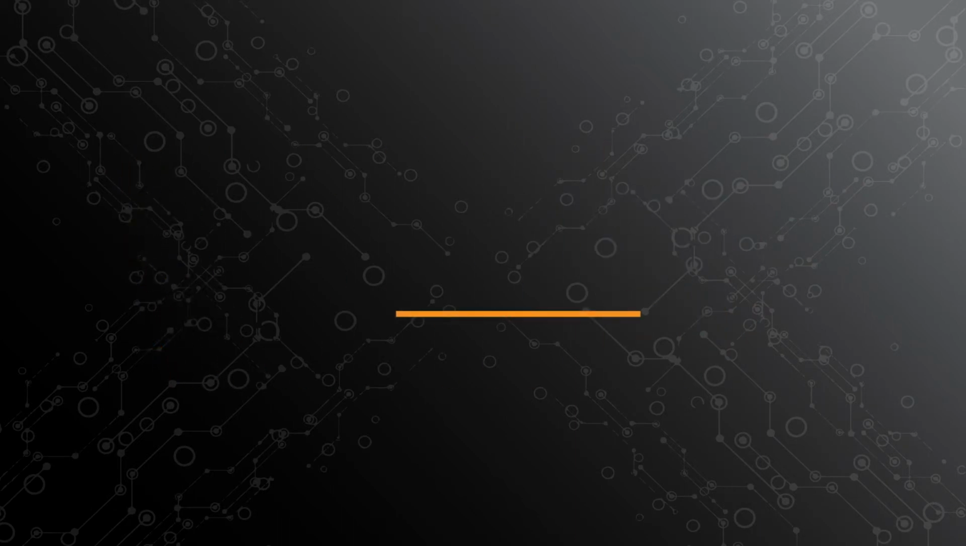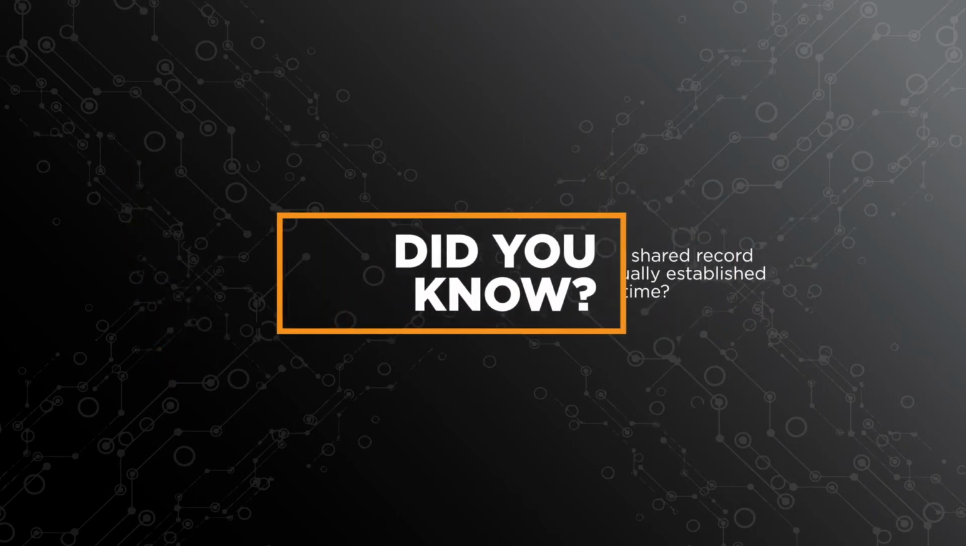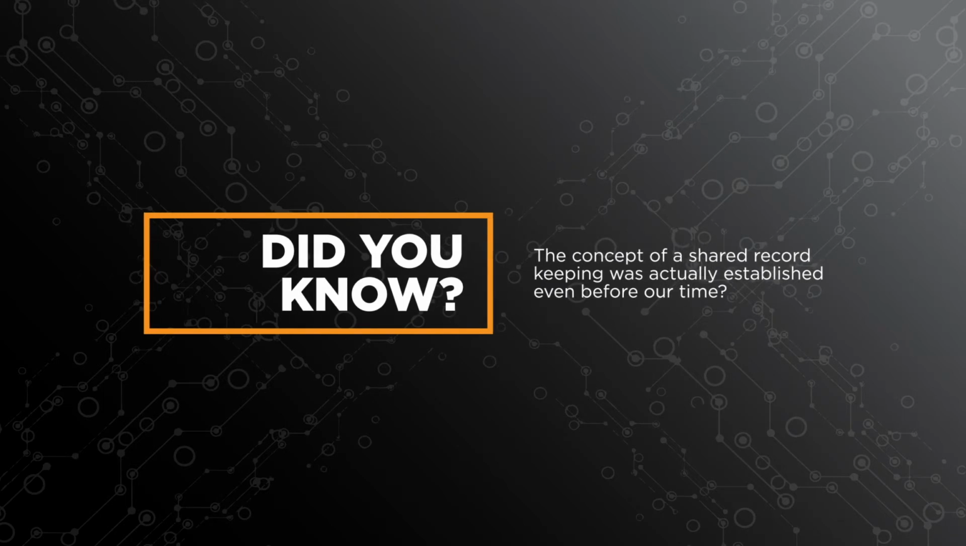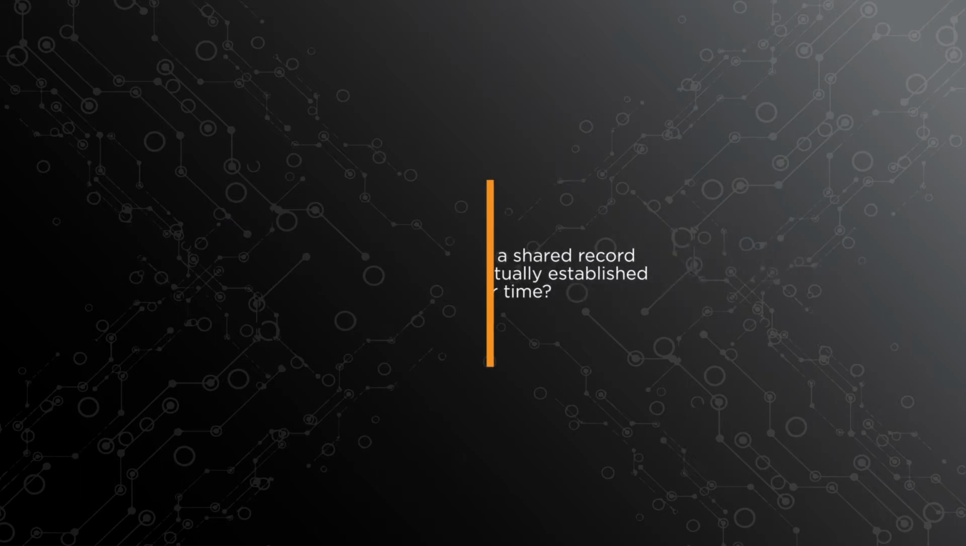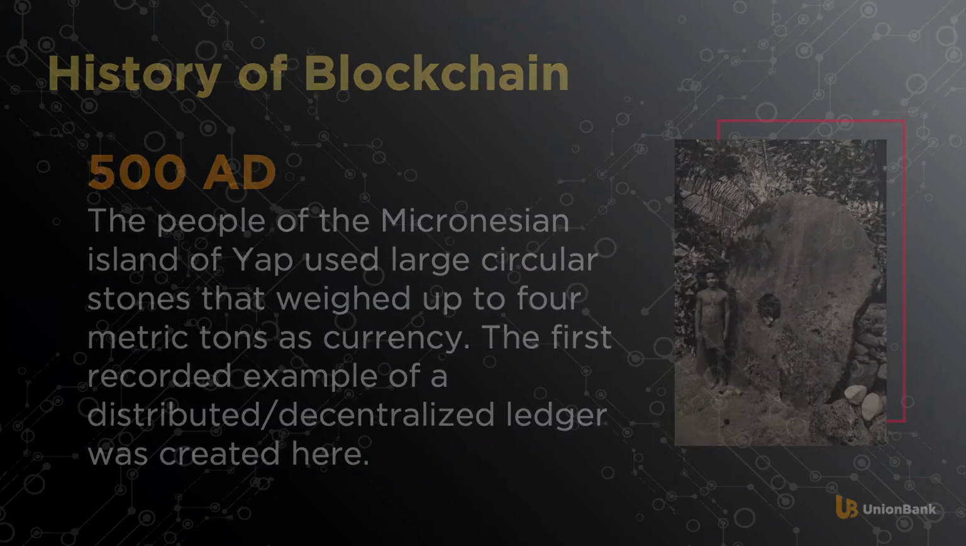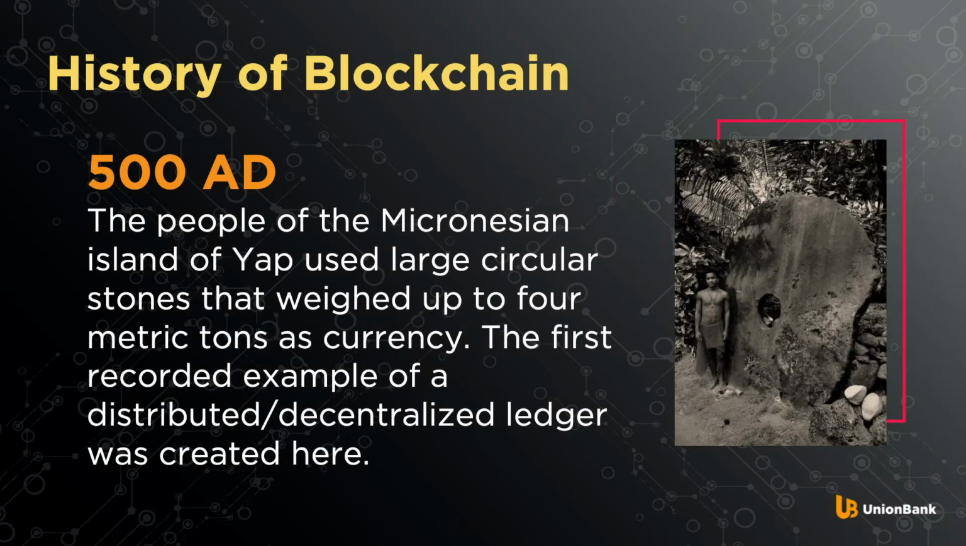Before the implementation of the actual technology, did you know that the concept of a shared record keeping was actually established even before our time? Back in 500 AD, the people of the Micronesian island of Yap used large circular stones that weighed up to 4 metric tons as currency. The first recorded example of a distributed or decentralized ledger was created here.